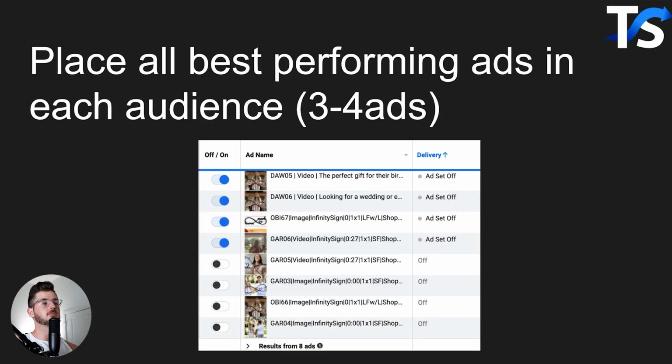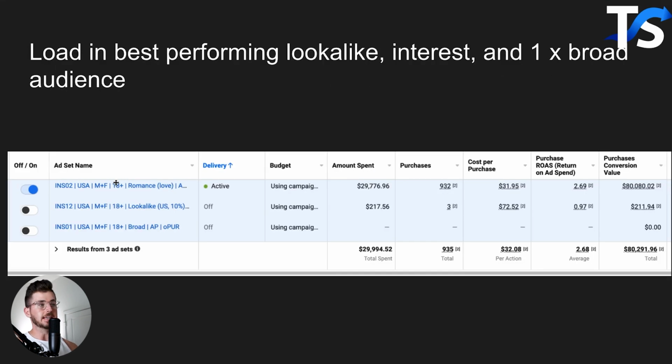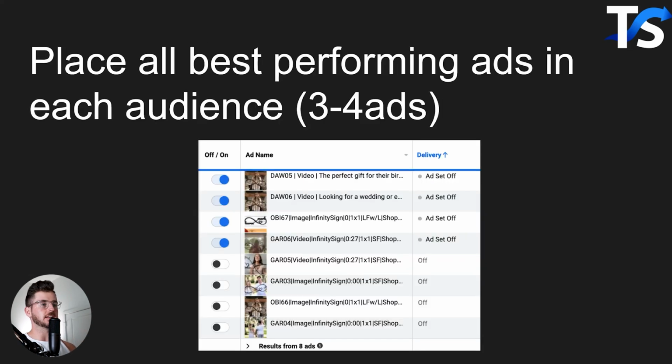Now, what you want to do is go find your best performing 3 to 4 ads in your ad account over the last 30 days, and put them in each one of those ad sets. So the 3 ad sets, you're going to have the exact same 3 to 4 ads. I do have a few more pictured in here, just because that's what's currently working right now for this particular campaign. Just put your best 3 to 4 ads in those ad sets.